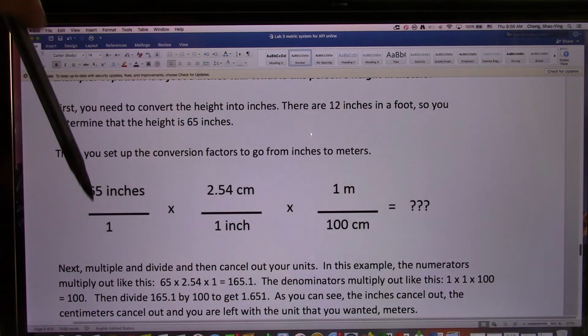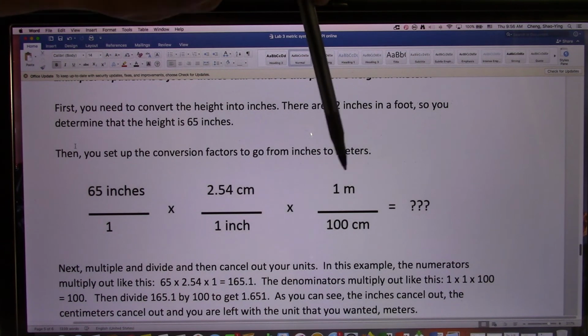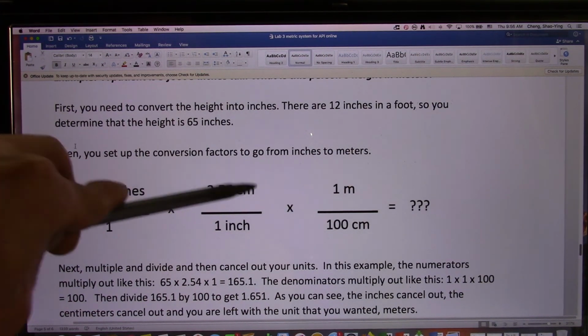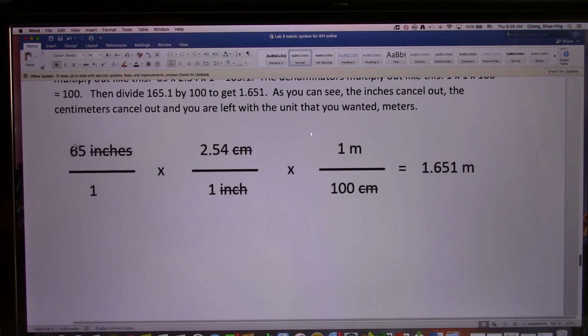So we put all these three together. We can do it in one step, transfer inch into meter, because inch crosses out, centimeter crosses out. So we can do it systematically to turn one unit into the other.